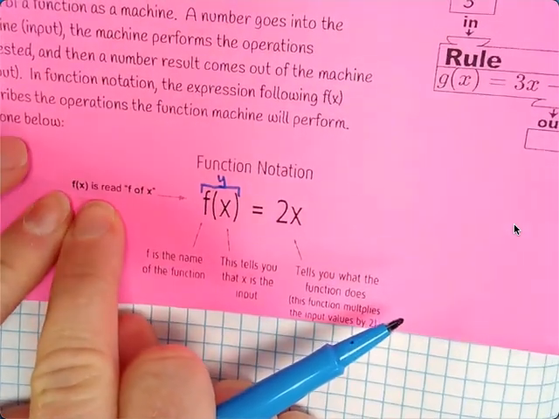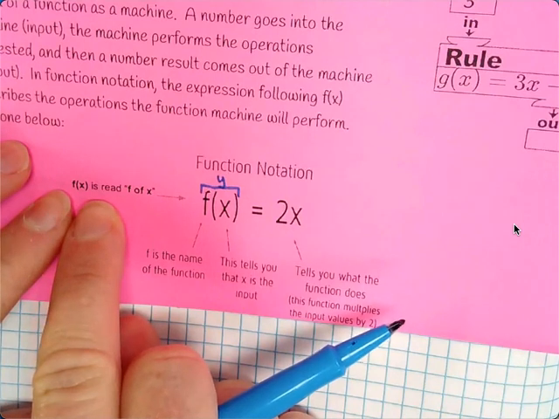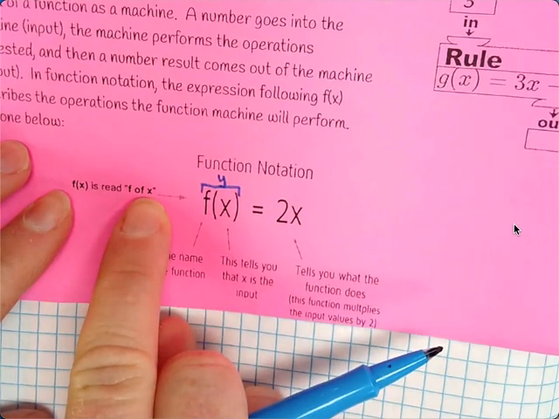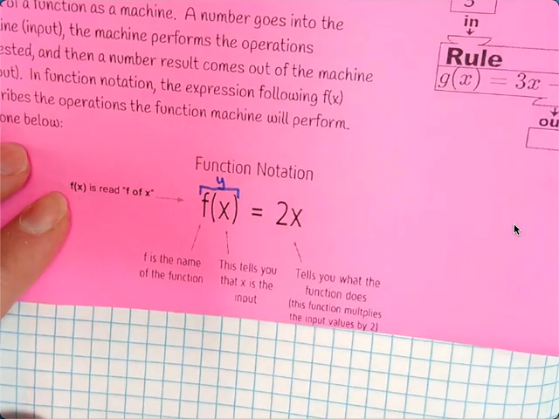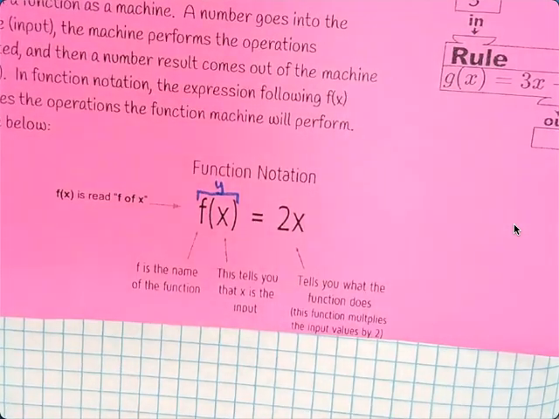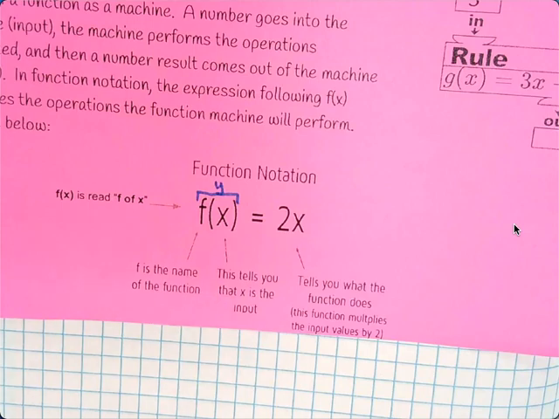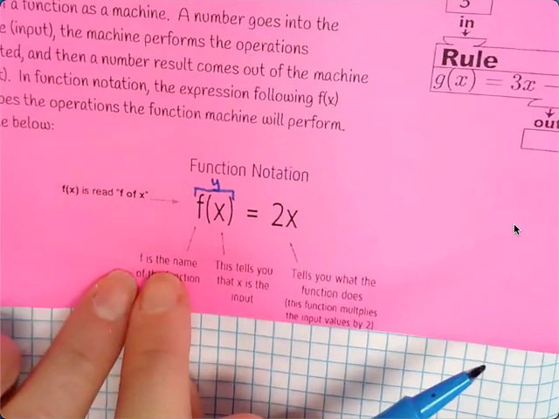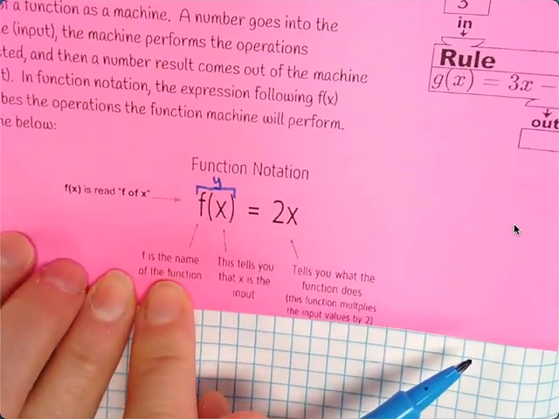So anytime you see f parentheses x, that's read f of x. You can have different functions. You can have g of x, h of x, s of p. You can have different functions and different variables. It doesn't always have to be x, and it doesn't always have to be f. But in this case, f is the name of the function.